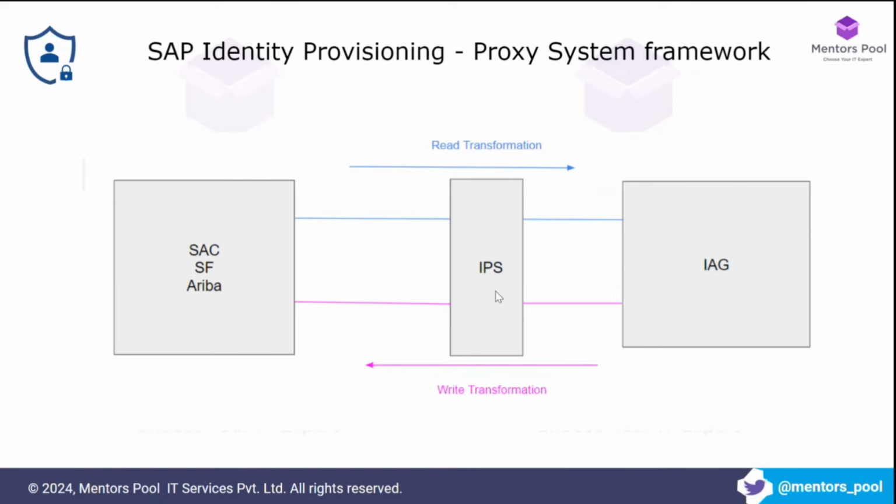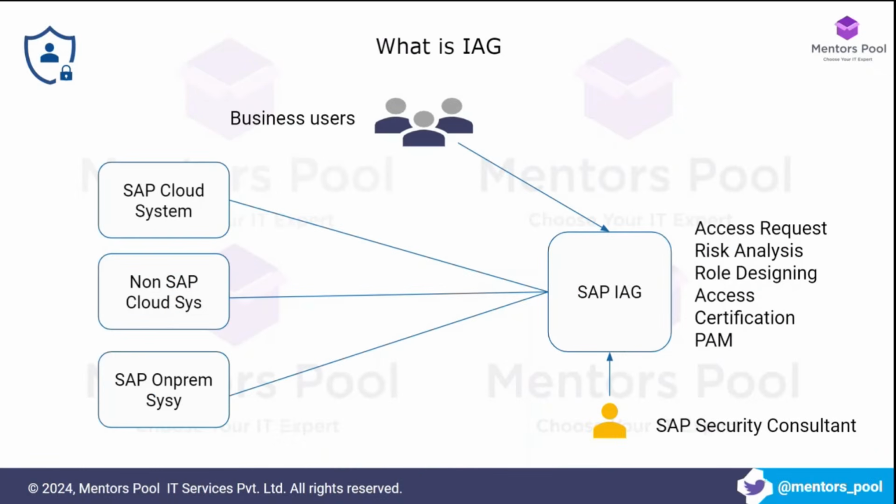IAS is working in a proxy mode. I can integrate a GRC system to the SAP SuccessFactors system. Why do I need an IAG again? I will come to that also, don't worry. I have a special session on IAG for that.